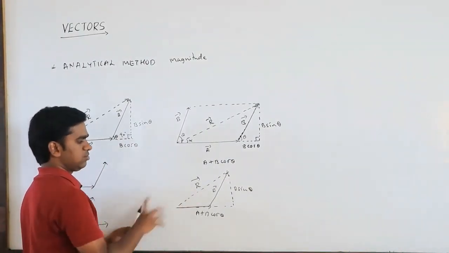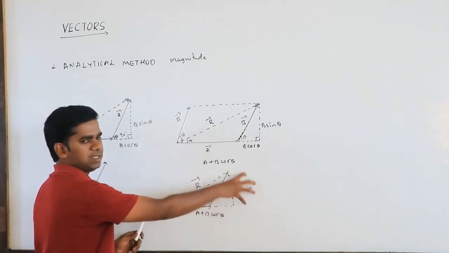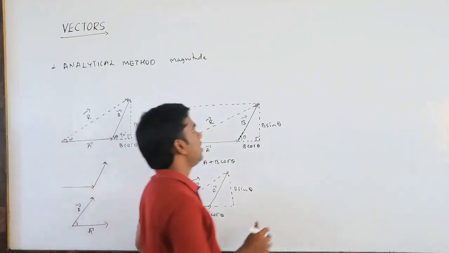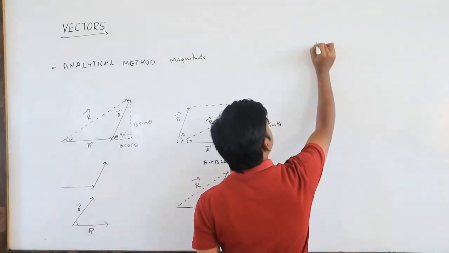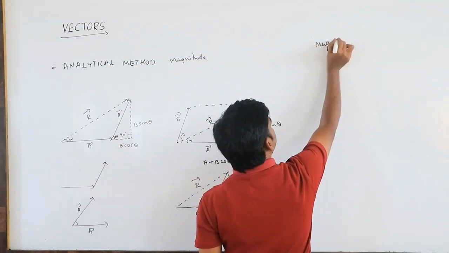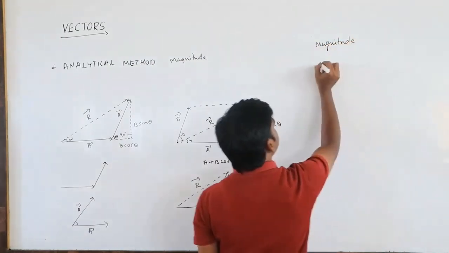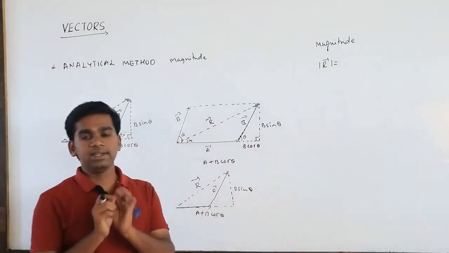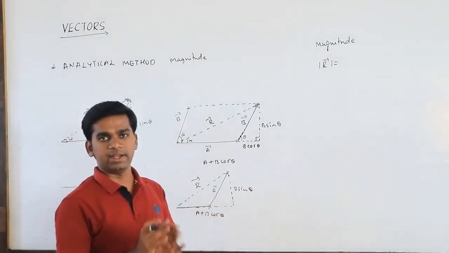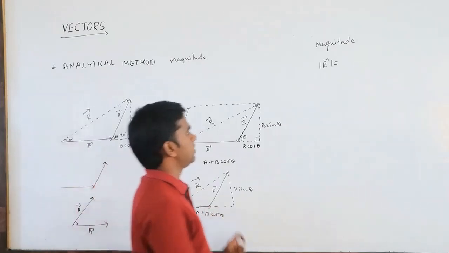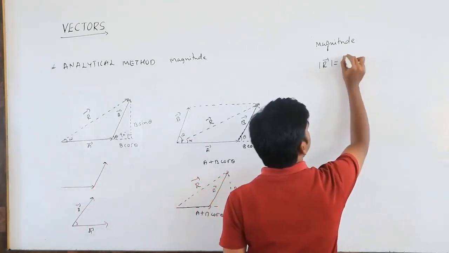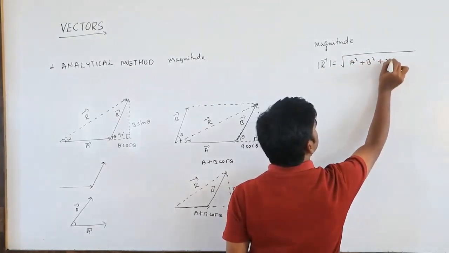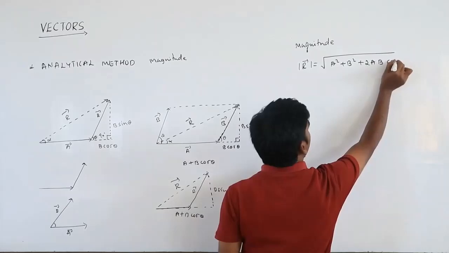Apply the Pythagoras theorem. So r square equals this square plus this square. Since we are adding, we get the positive sign. So we will get the magnitude the same as before. The magnitude of vector r is equal to, we have already derived it, so I am not going to derive it again. You have to proceed the same way. So we can directly write it as square root of a square plus b square plus 2ab cos theta.